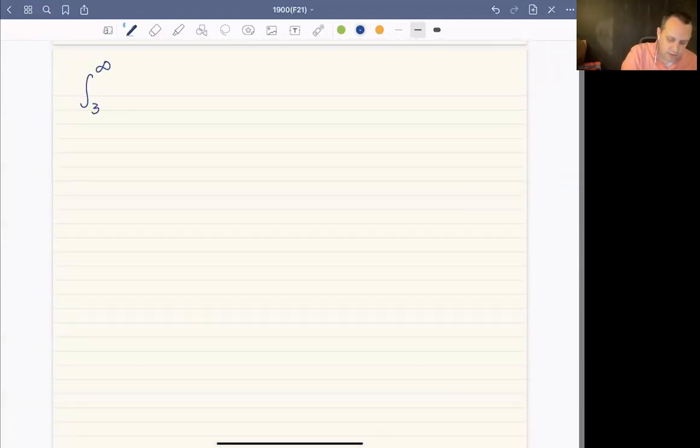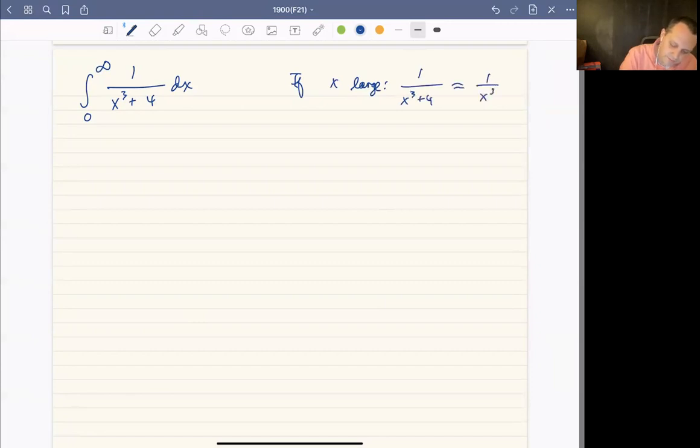So let's integrate 1 over x cubed plus 4, and we're going to evaluate this from 0 to infinity. And so I want to think about, does this integral converge or diverge? And I have to be a little bit careful here, when we have 2 potential problem spots. When x is large, then 1 over x cubed plus 4 is going to be approximately 1 over x cubed.